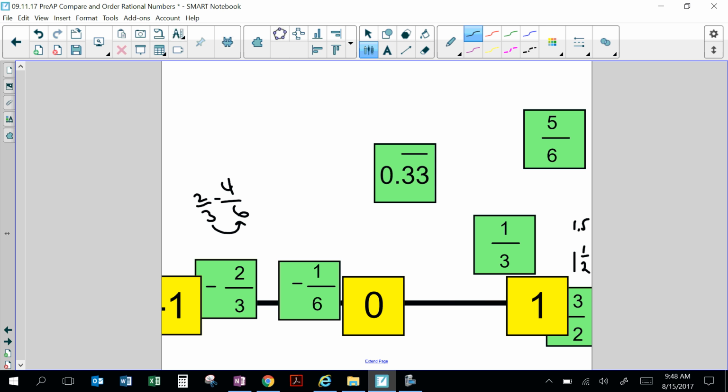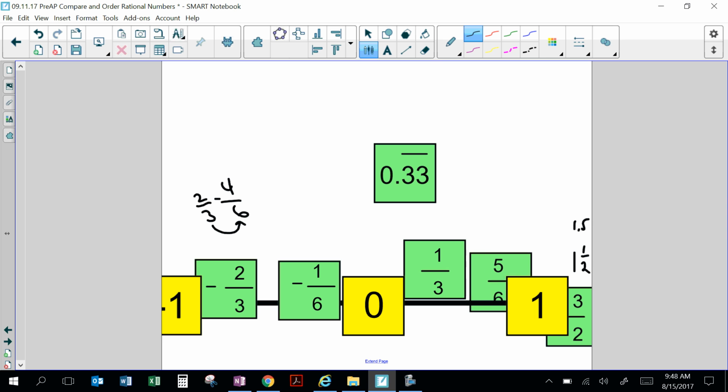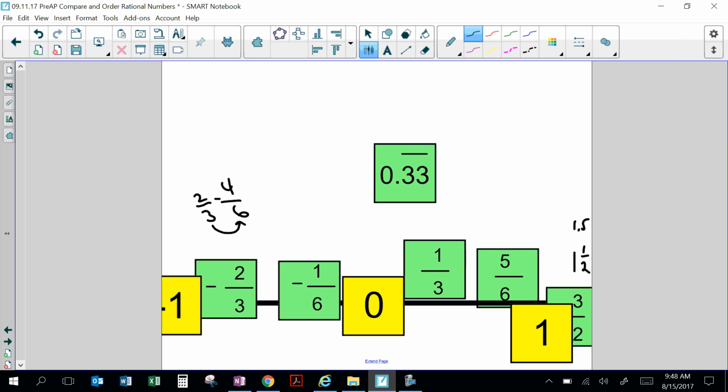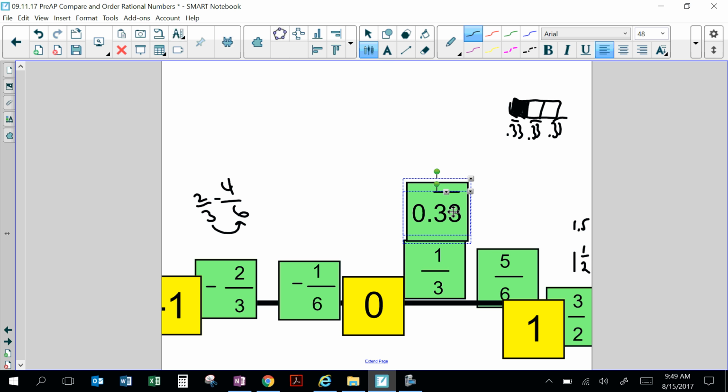Well, 1/3 is a little less than half. So I'm going closer to 0. But 5/6 is way more than half, so it's closer to 1 whole. So it goes there. And 1/3. Let's think about it. If this is 1/3, and I divide 1 into 3 equal parts, what decimal would go in each one? 1/3. So giving it one whole, cutting into thirds, that would be 33 hundredths. So these are equivalent.